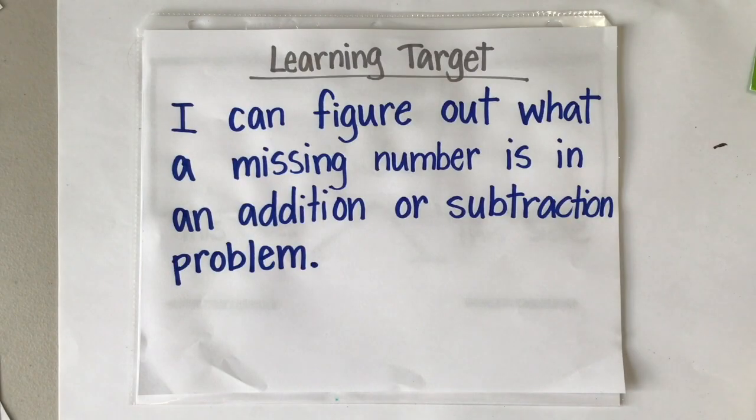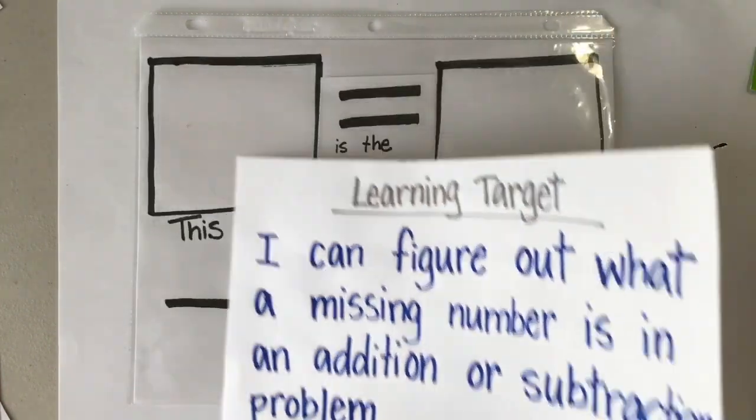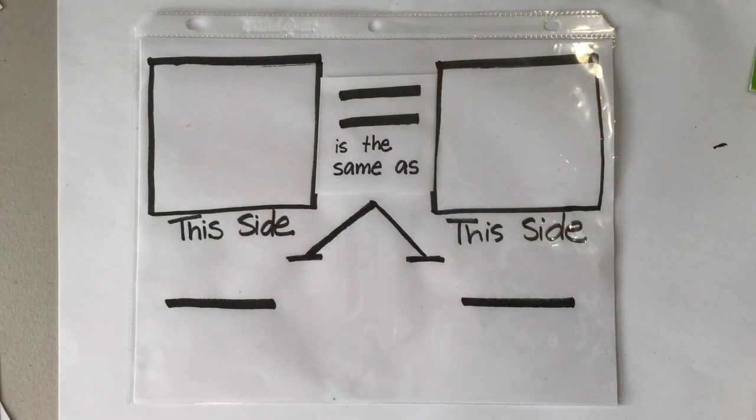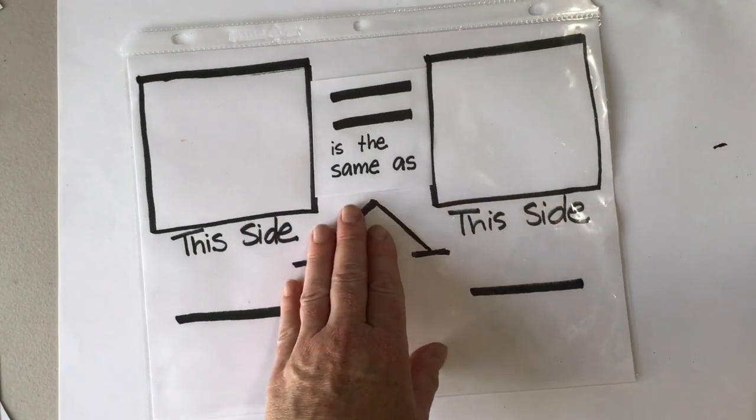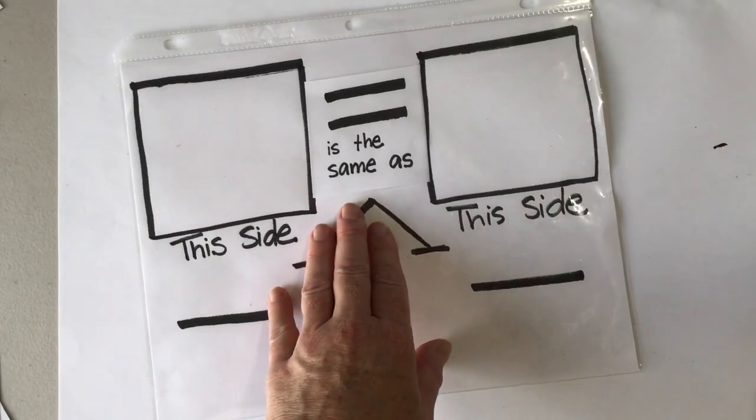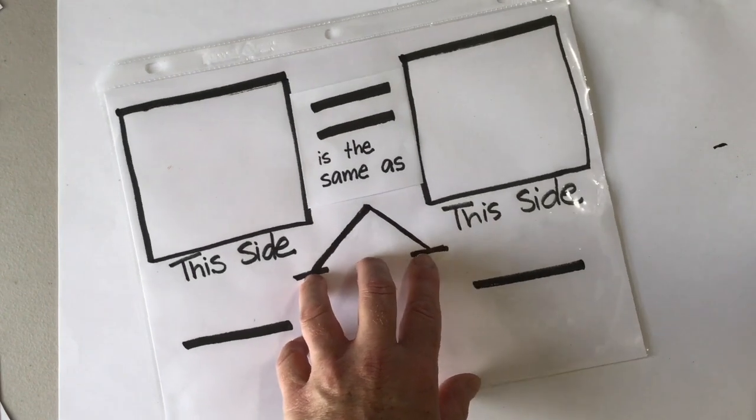Today's learning objective is, I can figure out what a missing number is in an addition or subtraction problem. Today you're going to need your board that we created yesterday. It has two blank squares on the side of our balance. This is our little scale right here.